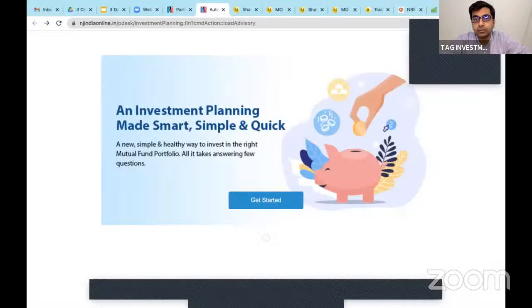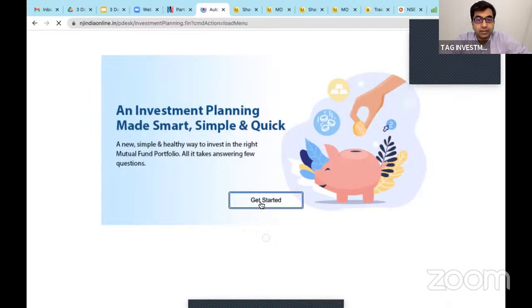Now in mutual funds also, I'll again show you through a live example. I'm trying to give you live demos so that you know what is going on. So how it will work: if you want to invest in mutual funds, I'm sharing my screen again. We have a platform given by NJ, and you simply need to click on getting started.